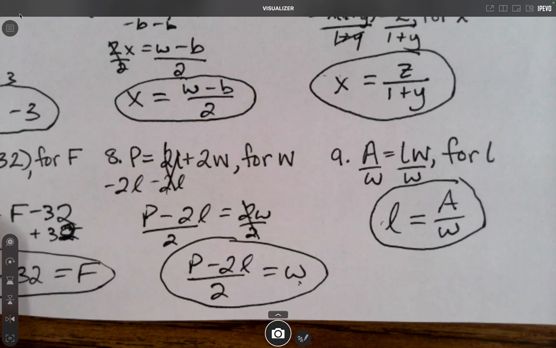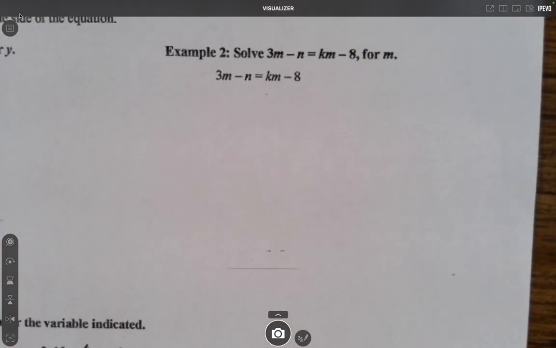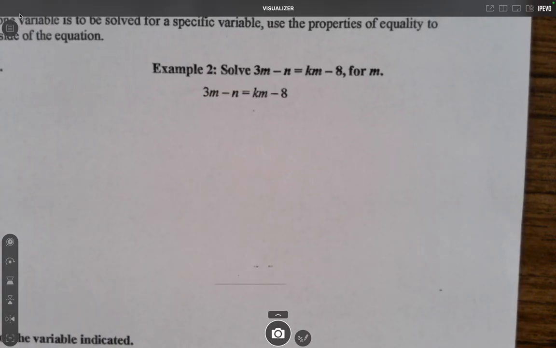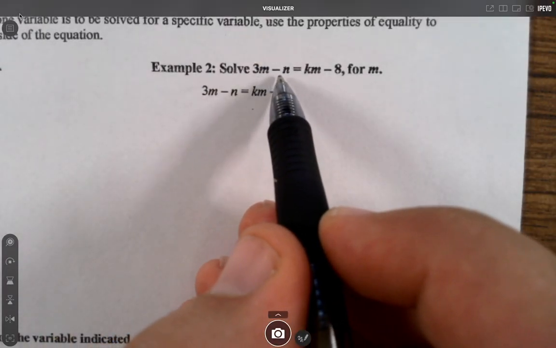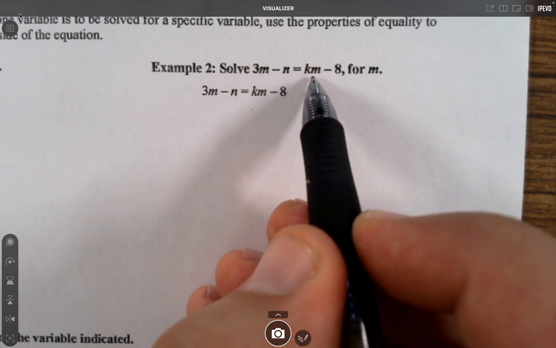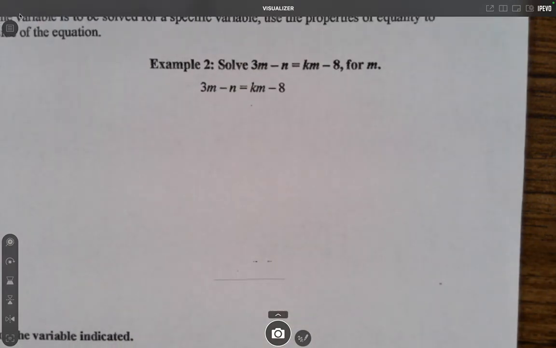Okay, so almost all the questions you face will be like these, but I do want to show you this example too. It's a bit of a challenge. So you can see the equation, 3m minus n equals km minus 8. They want us to solve it for m. So take a moment and see if you can tell what's different from this example from all the other ones we did.